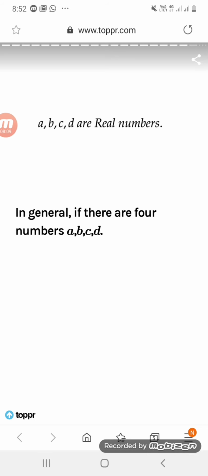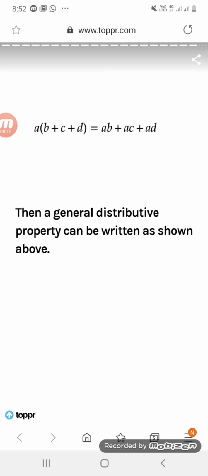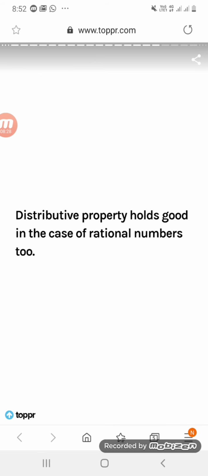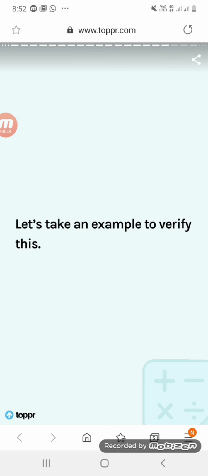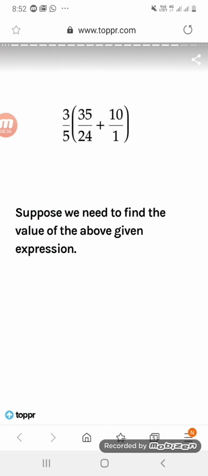So this property is verified for three numbers also. In general, if there are four numbers A, B, C, D, then A into (B plus C plus D) is equal to AB plus AC plus AD. So this is the general form of the distributive property for four numbers. It also holds good in the case of rational numbers too. So let us take an example to verify this.